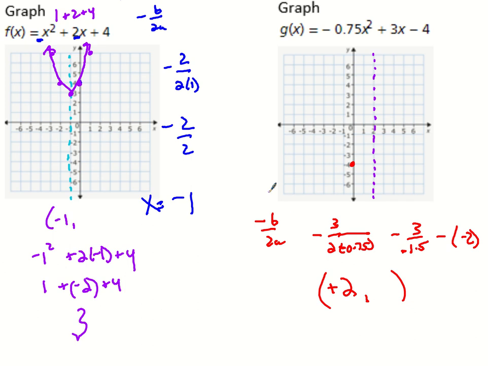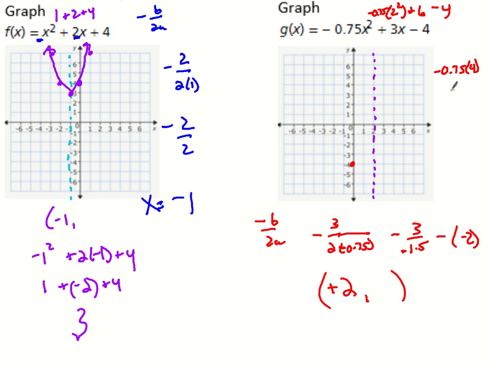So now I've got to plug in +2 into my formula, and then I actually have to solve that from there to figure out what the y value is. So I have 2 squared times -0.75 plus 6 minus 4. I did plus 6. I should have done the math, but that's 3 times 2 when I plug in 2. So 2 squared is 4.